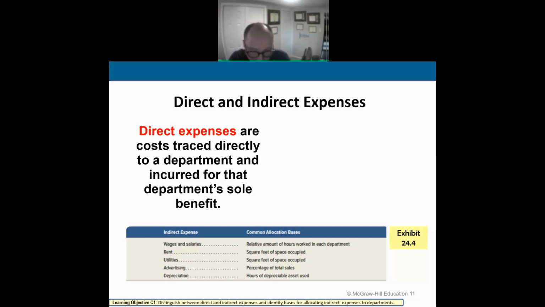Advertising. I can allocate a percentage of sales that the jewelry department makes for the advertising expense for the store. And for depreciation, I can allocate depreciation expense based off the hours of depreciable asset used. So if my jewelry department uses the jewelry display cases for X amount of hours per month, that will be my allocation for depreciation expense.